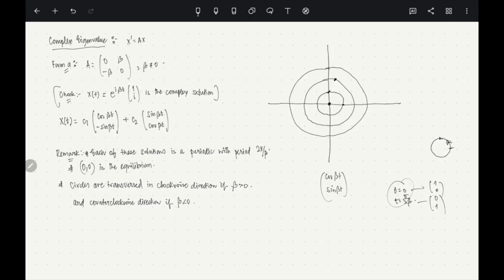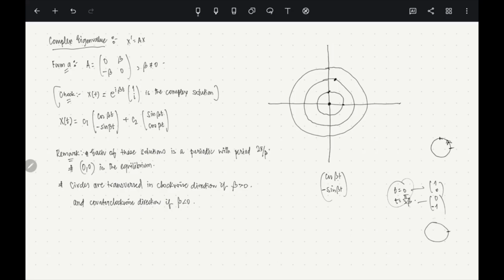Okay. Maybe I wrote something wrong. This is a mistake, right? One second. Let me just look at it. Sorry. There is a minus here. I missed that minus. I'm really sorry. So it is cosine beta t, minus sine beta t. So you do realize that here it will be 0, minus 1. So you see, it's a circle.